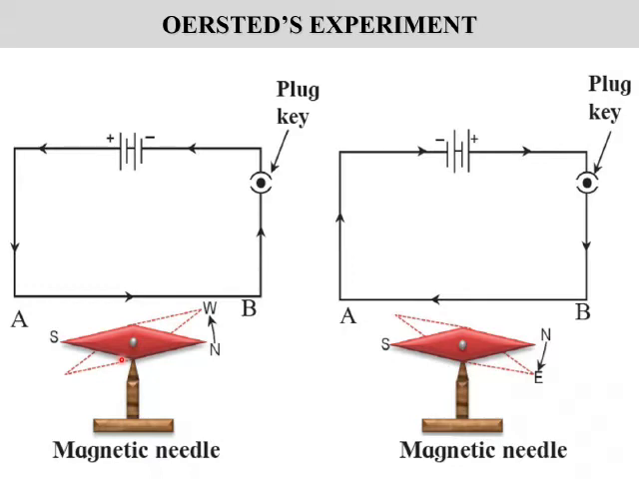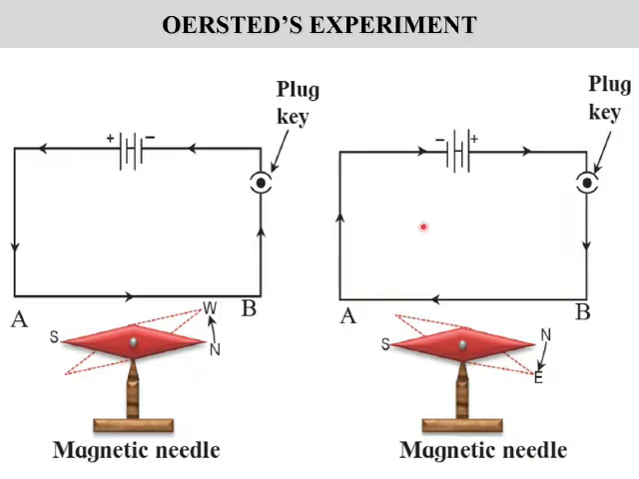So it was Hans Christian Ørsted who established the relationship between electricity and magnetism. So Ørsted played a very important role in the understanding of electromagnetism. Let us try to understand his experiment.